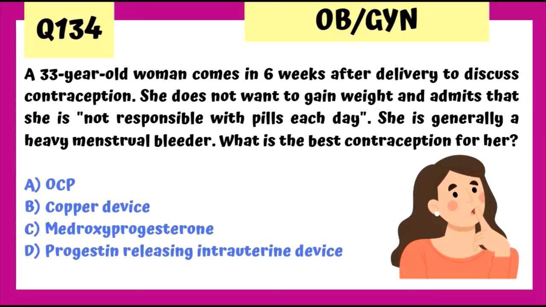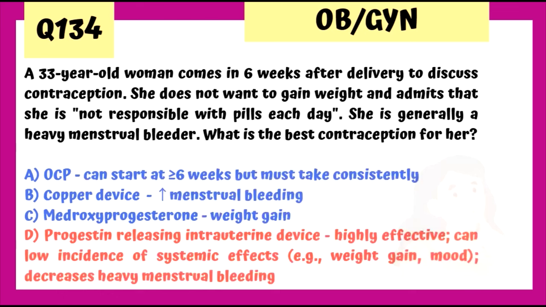134. A 33-year-old woman comes in 6 weeks after delivery to discuss contraception. She does not want to gain weight and admits that she's not responsible with pills. She's generally a heavy menstrual bleeder. What is the best contraception for her? So we would want to give a progesterone-releasing intrauterine device. That would be good for her because it's highly effective and it has a low incidence of systemic effects. So there's less weight gain and mood change, and it decreases heavy menstrual bleeding. Look at these other choices. For example, a copper device would increase menstrual bleeding and medroxyprogesterone is associated with weight gain.